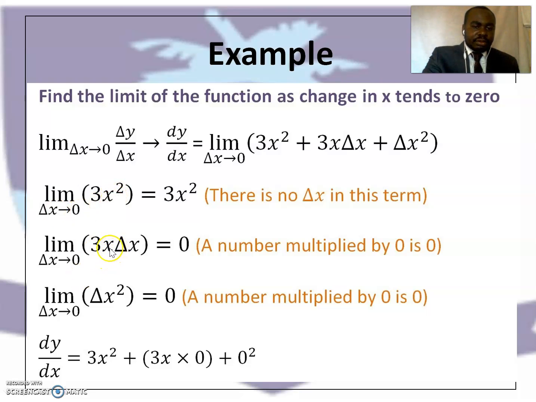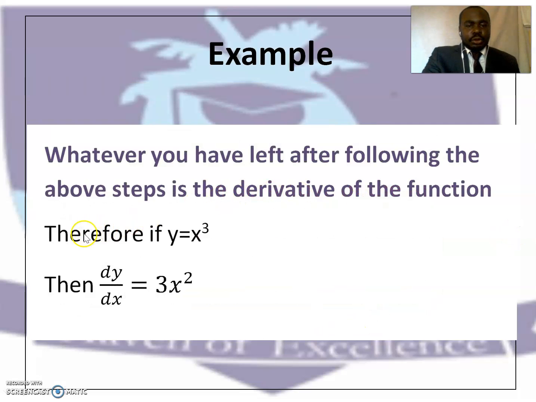In this case, 3x multiplying a number that is going to 0 will give us 0, because any number multiplied by 0 is 0, and the same thing applies here. So our change in y over change in x in this case, or our dy dx or derivative, is going to be 3x squared plus 3x times 0 plus 0 squared. And so the derivative of y equal to x cubed is going to be 3x squared.